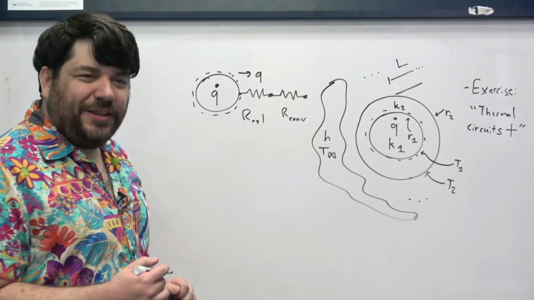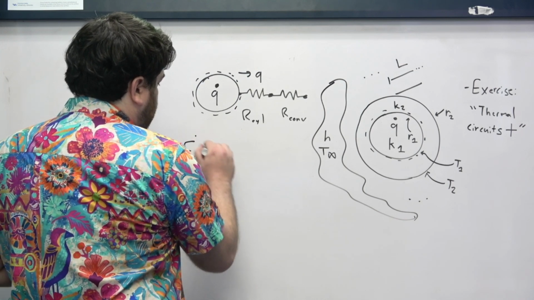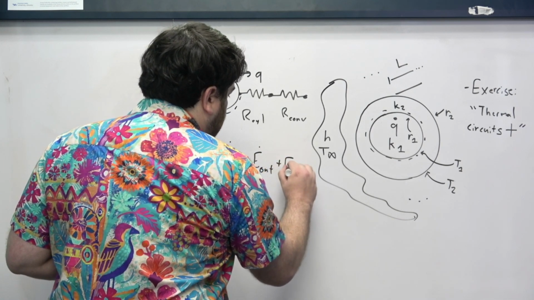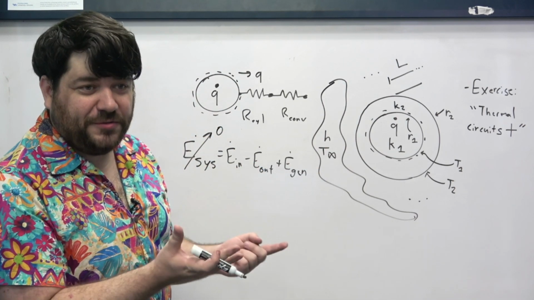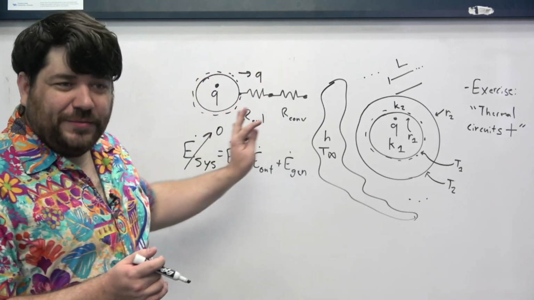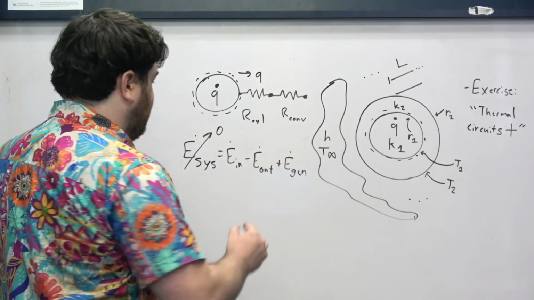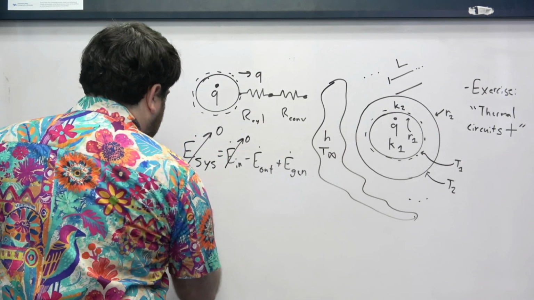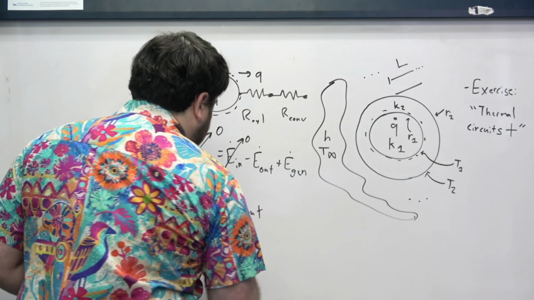So how do I make this relationship happen? Well, I know that E dot sys is equal to E dot in minus E dot out plus E dot gen. The rate of change of the thermal energy of the system is 0. And the energy coming in is 0, right? All of the energy is moving out. There's no flow inwards, or at least we assume that to be the case. So this is 0 too. And so we're left with E dot gen equal to E dot out.